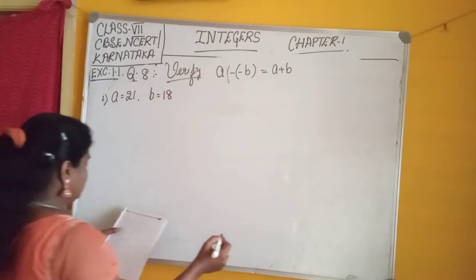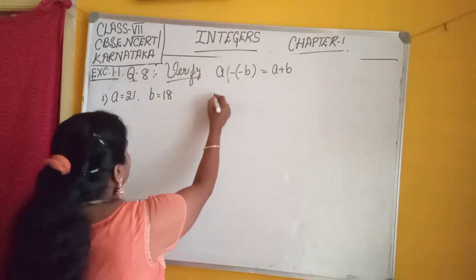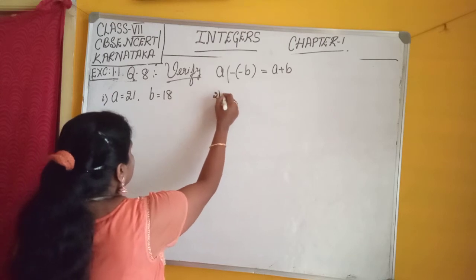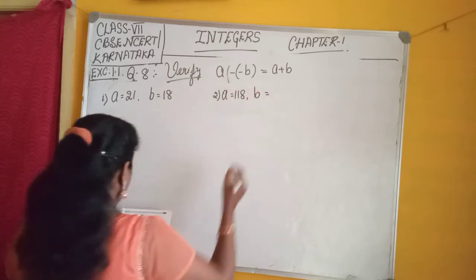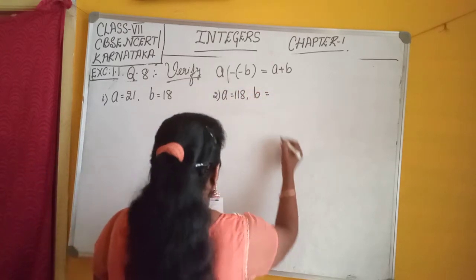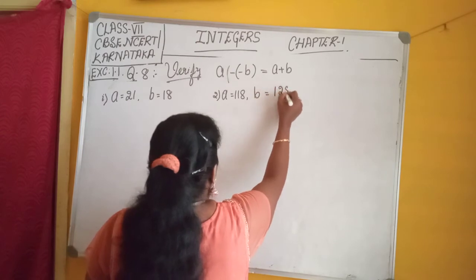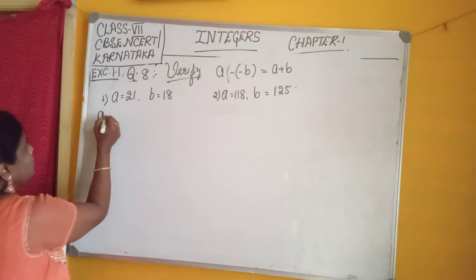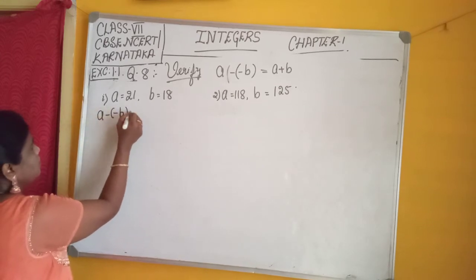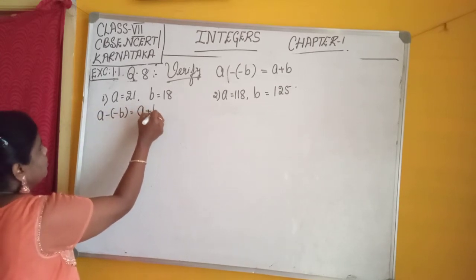The second problem, A is equal to 118 and B is equal to 125. We have to verify this: A minus of minus B is equal to A plus B.